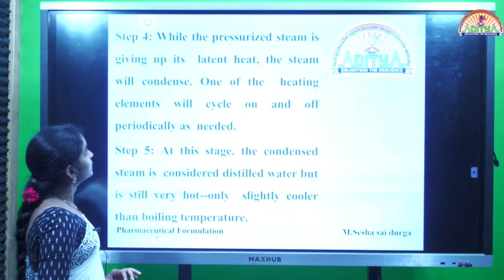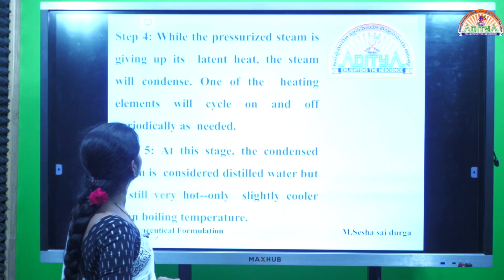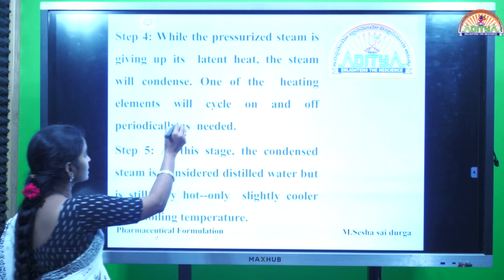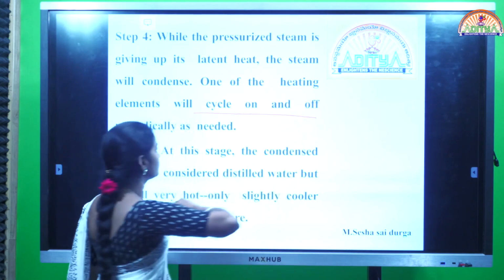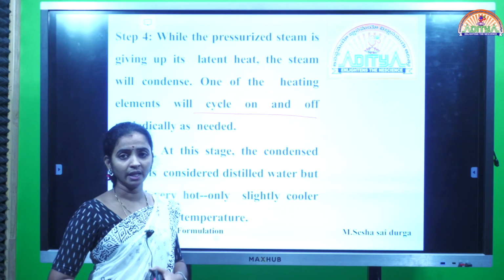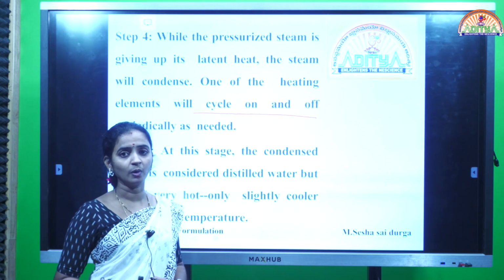The next step, while the pressurized steam is giving up its latent heat, the steam will condense. One of the heating elements will cycle on and off. So pressurized steam is giving latent heat to the tap water. Then the tap water will start boiling.